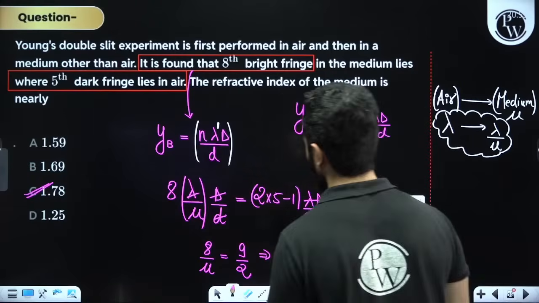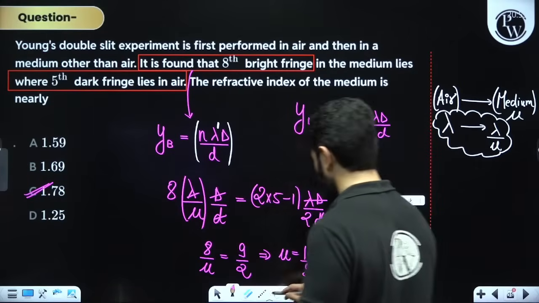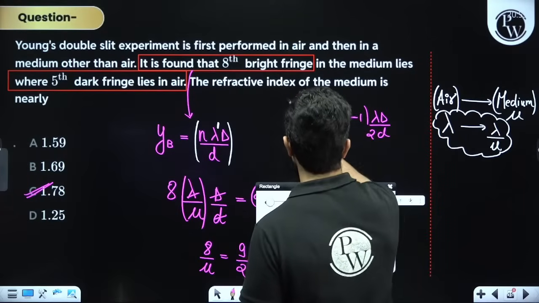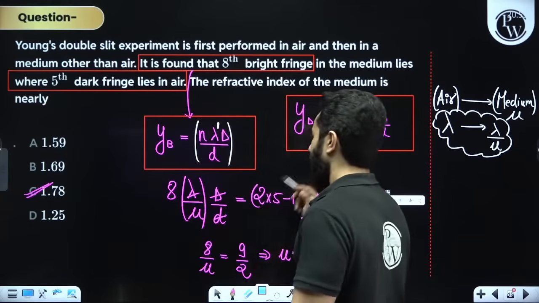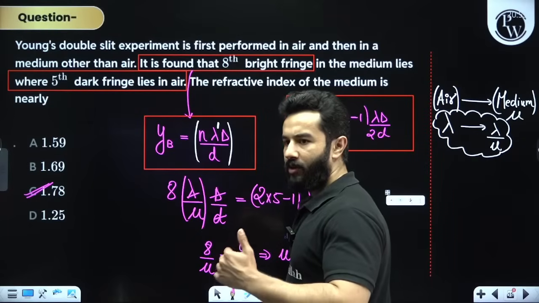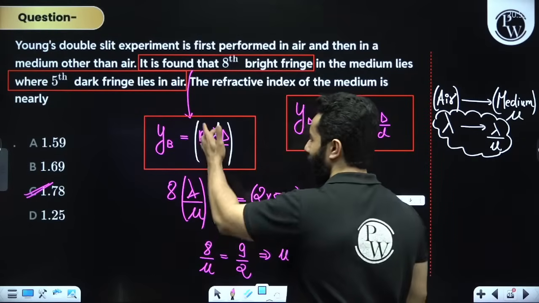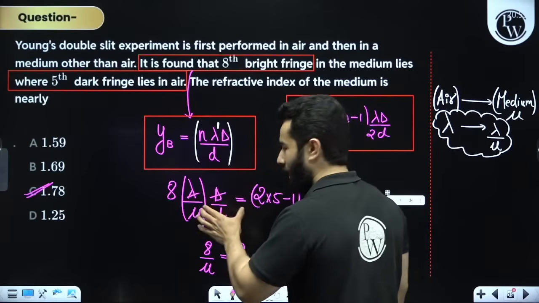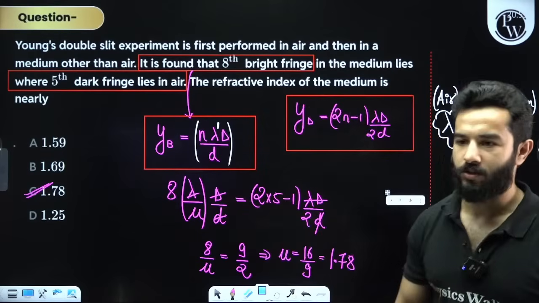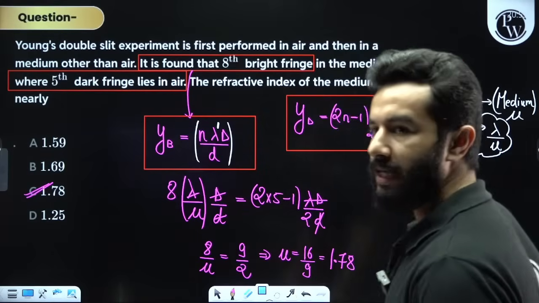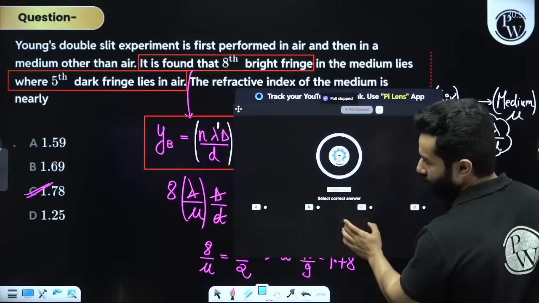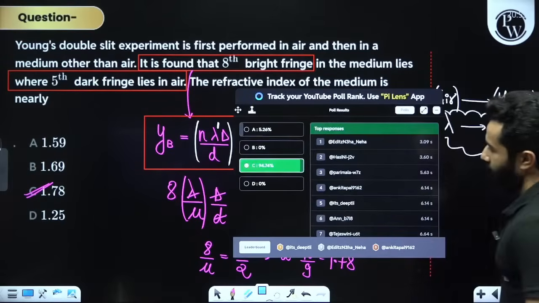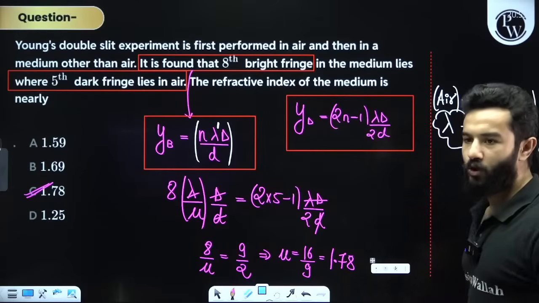This is for dark fringe. This is for bright fringe. If the medium is different, lambda will become lambda by mu. Equate them, solve them, you will get your answer. Clear? Any more doubt, my dear friends? So C is the correct answer. Very good. Nice. Let's move on to the next question.